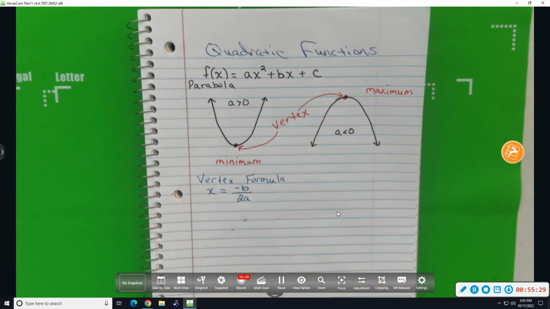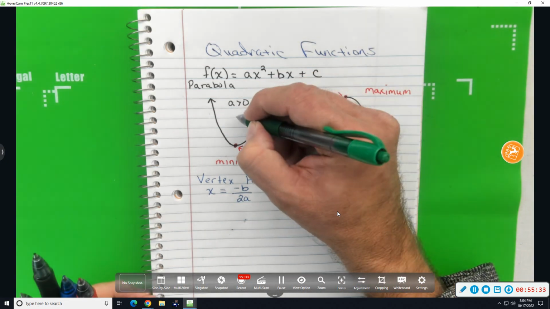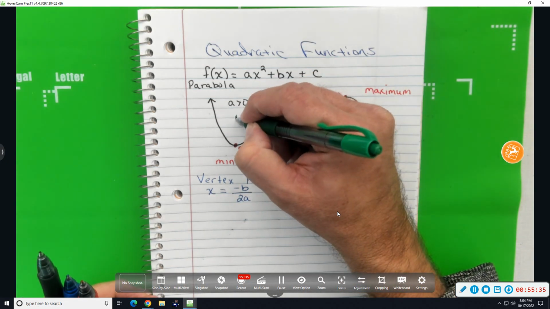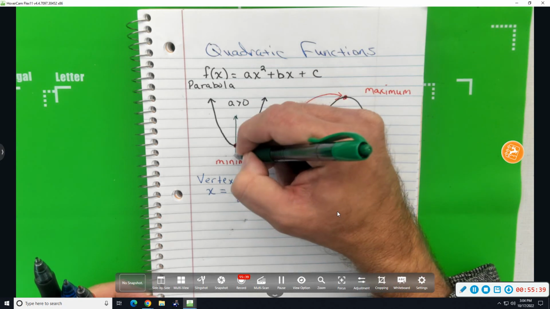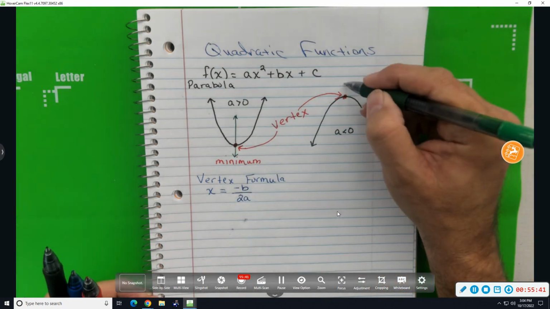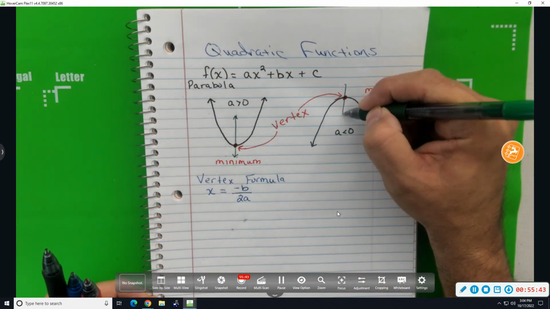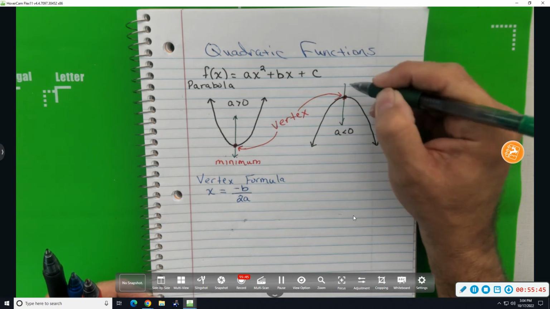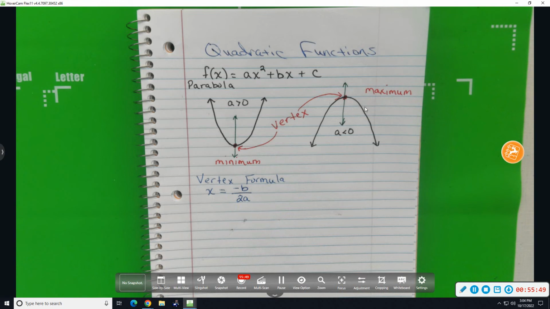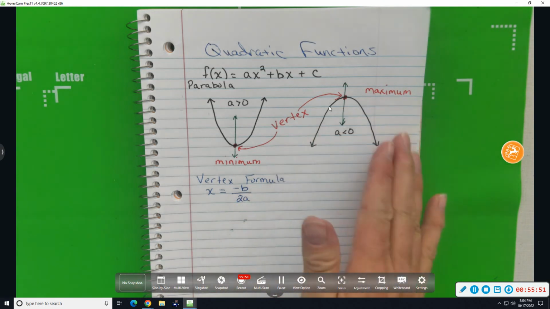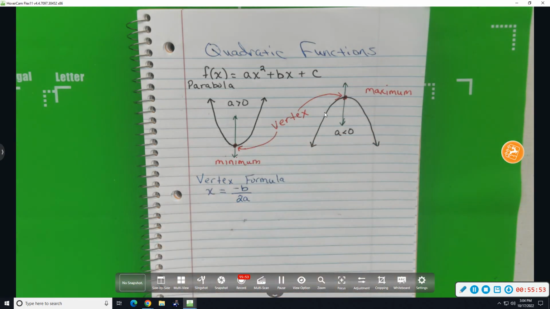It also tells us something called the axis, and the axis is a vertical line that cuts the parabola in half. If you could pick up that paper and fold it down that vertical line, the right side of the graph should be the mirror image. It should lie right on top of the left side.